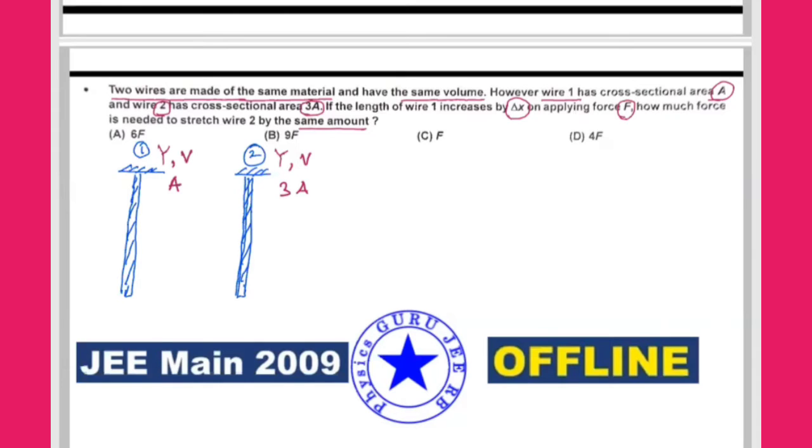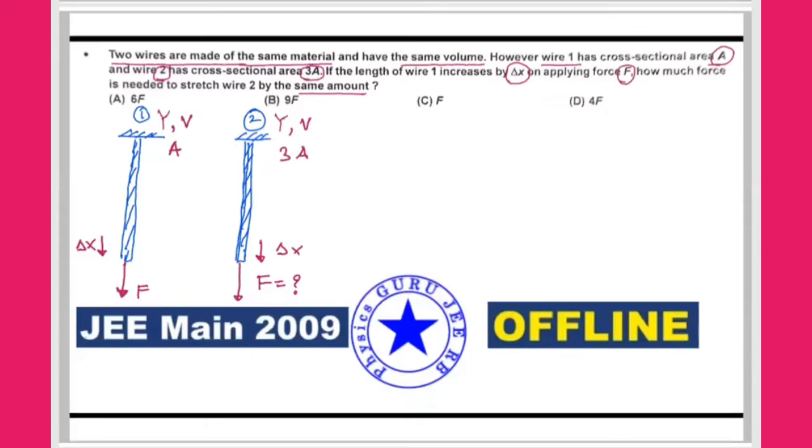If the length of the first wire is increased by delta L on application of force, let me take the elongation produced as delta X. How much force do we have to apply to produce the same amount of elongation? This is the given data. How to proceed with this one? See, Young's modulus is the same, so first I'll go with Young's modulus.